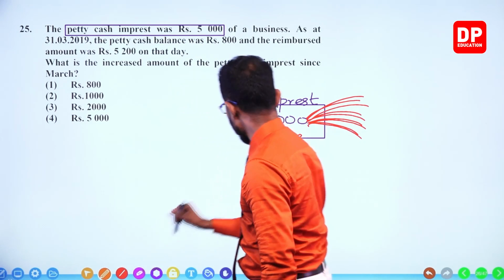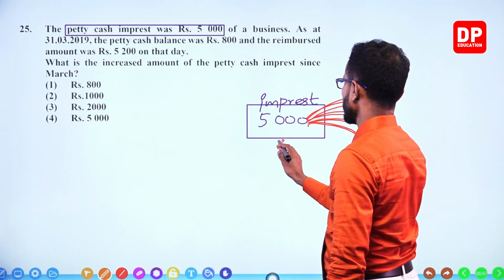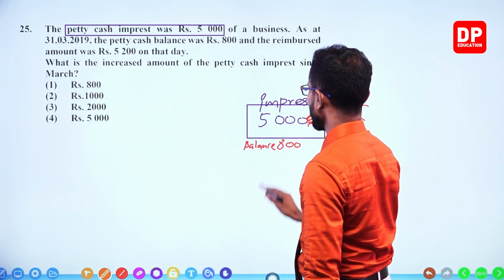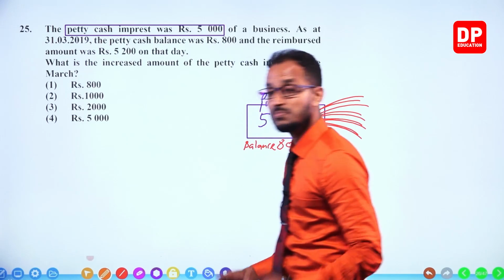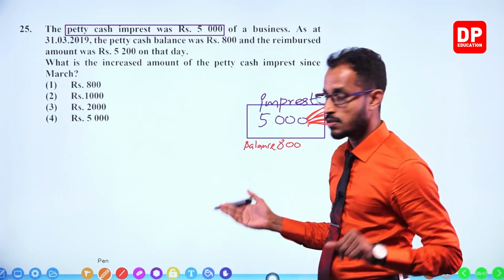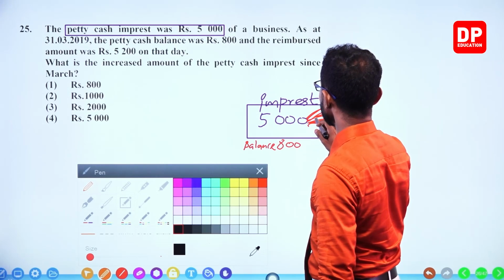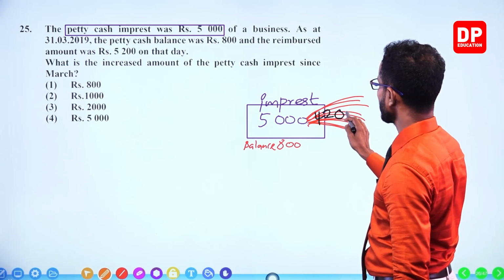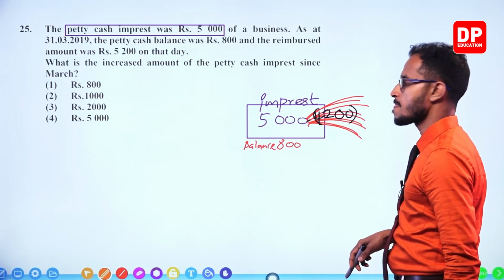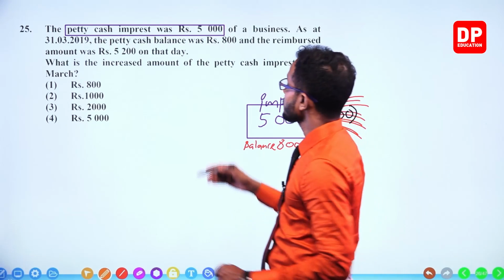How much is the balance? 800 is the balance. Then how much has been spent? How much has been spent from 5,000, if only 800 was remaining? 4,200 spent. You get what I'm saying? Remainder 800. Balance 800. Done.